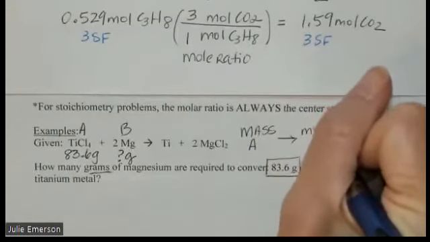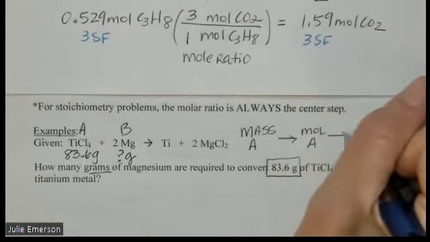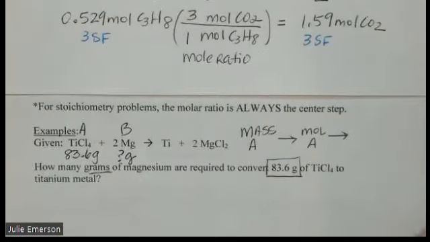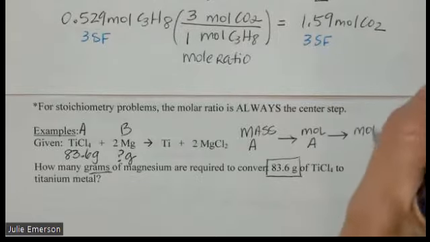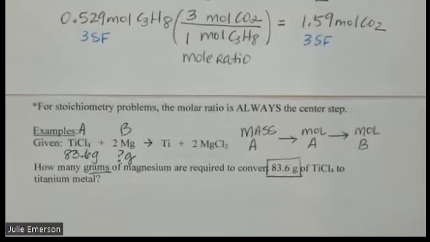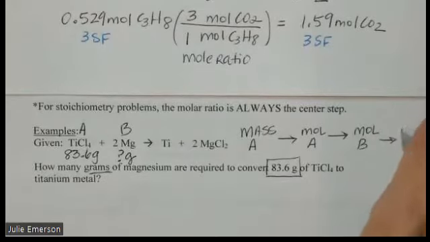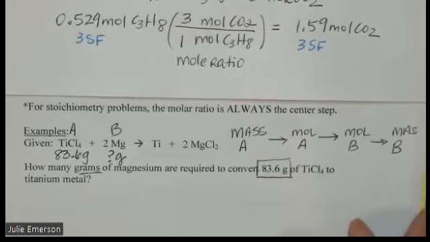You have to first go to moles. So I always say that if in doubt in chemistry, always go to moles. It is the center point. Because once I get to moles, I'll be able to switch my substances and go from A to B. And then from there, I can take moles to mass using a conversion factor that we learned in the last chapter.